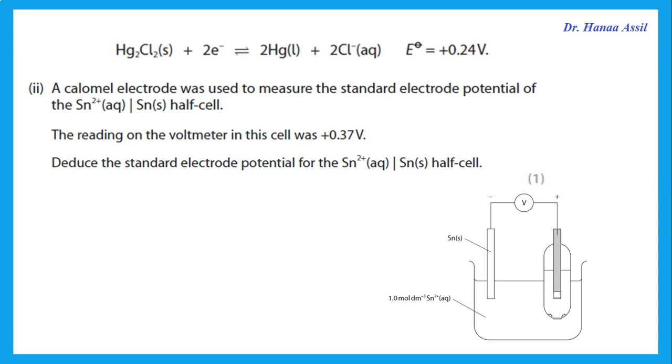Now we were given that the calomel has an electrode potential of +0.24, and we're saying that the calomel with the tin half cell is +0.37, and that means the tin alone is the difference between that, so that is −0.137.